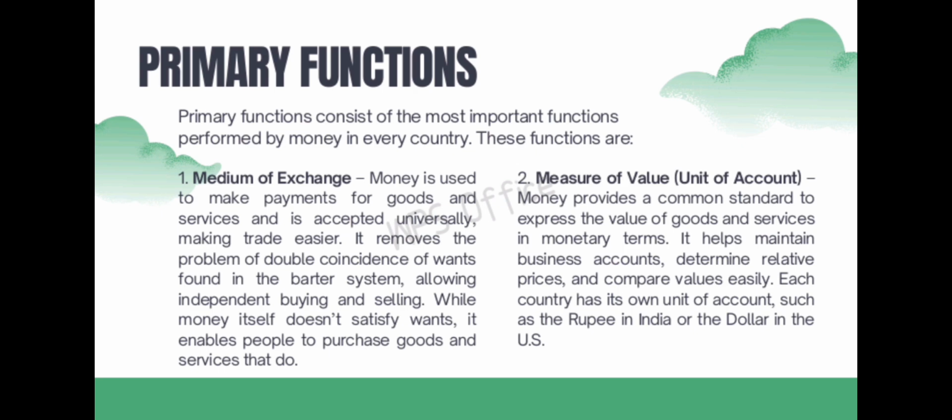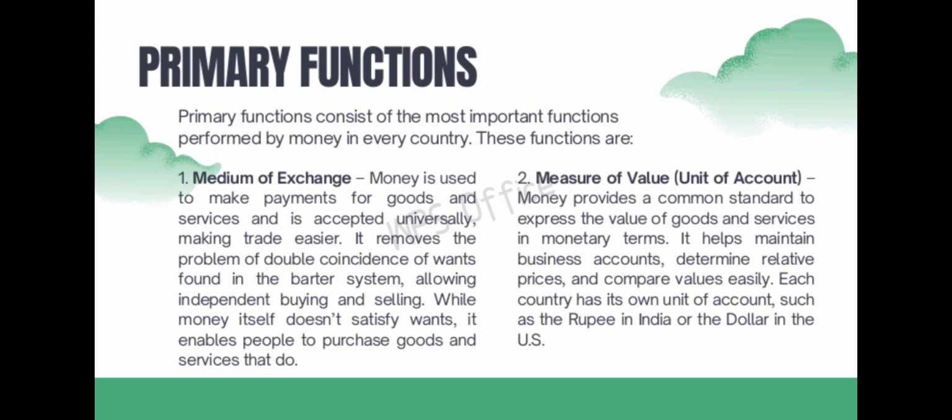It replaced the old barter system, where people had to exchange one good for another, which was difficult because both sides needed to want what the other had. Money solved this problem by being accepted everywhere as a form of payment. For example, a farmer sells mangoes in the market and receives money which he can use to buy rice or clothes.